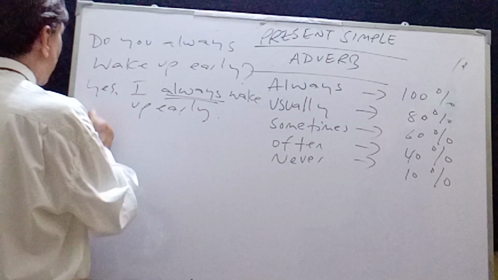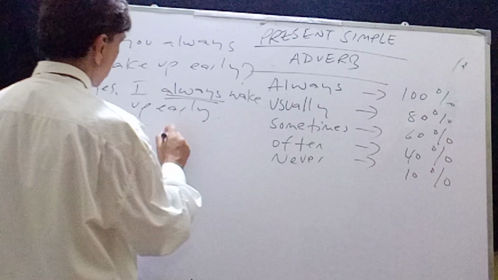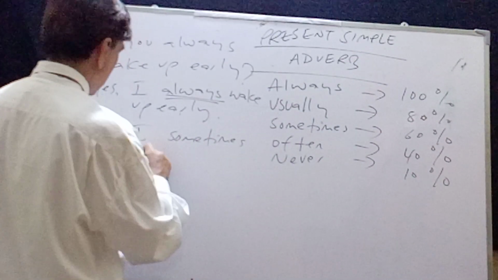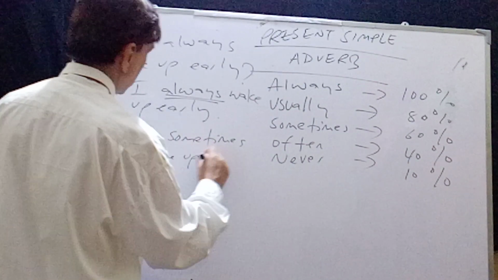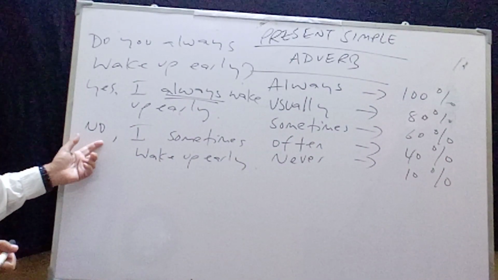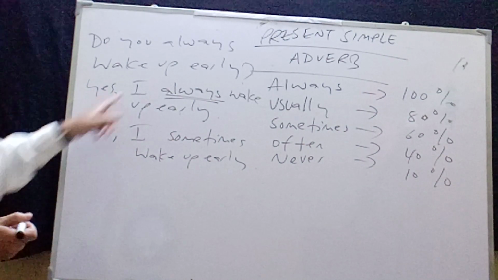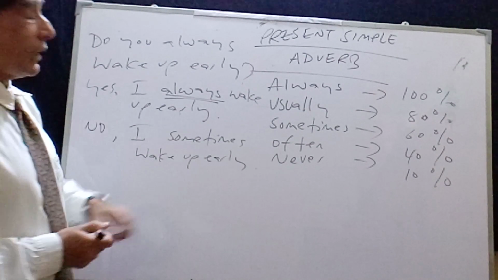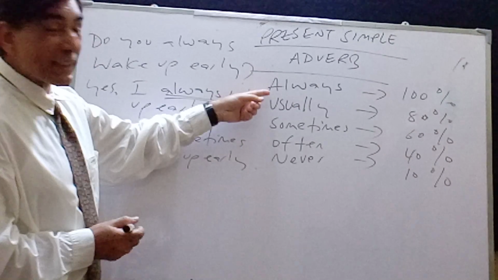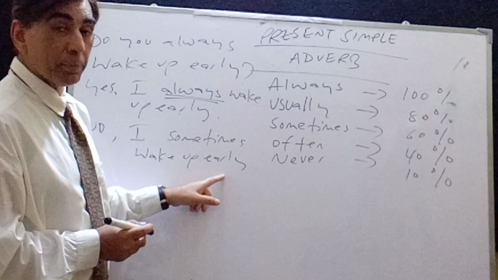If you say no, you make a negative statement, which means you deny always. Now it's up to you what you use, except always. For instance, you say, no, I sometimes wake up early.